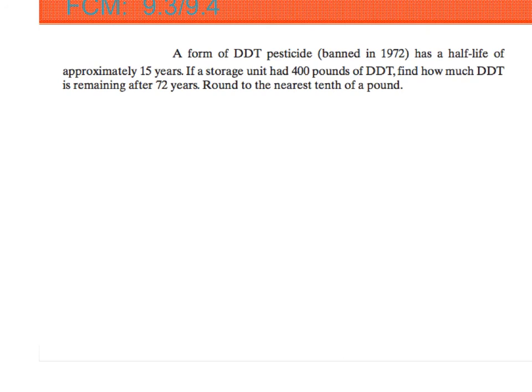A form of DDT pesticide has a half-life of approximately 15 years. So this is what you're plugging in for half-life. If a storage unit has 400 pounds, so this is the amount, find how much DDT is remaining after 72 years. So this is your time, okay? So I don't remember exactly what the formula is. I'd have to look it up because this is kind of a you-do-it-once-and-then-you-never-see-it-again kind of problem. But it's really not any different than the ones above. You just plug your variables into the formula, okay? Don't get thrown off by this half-life business. Stick to the formula, all right?